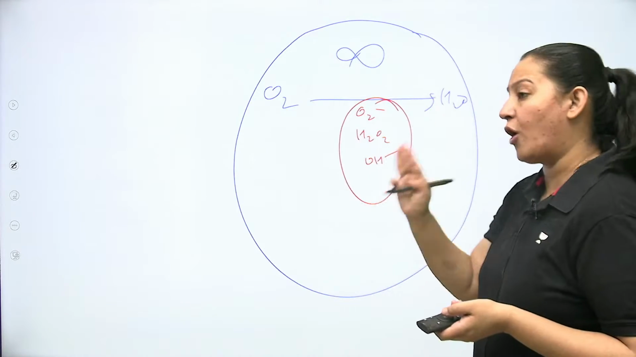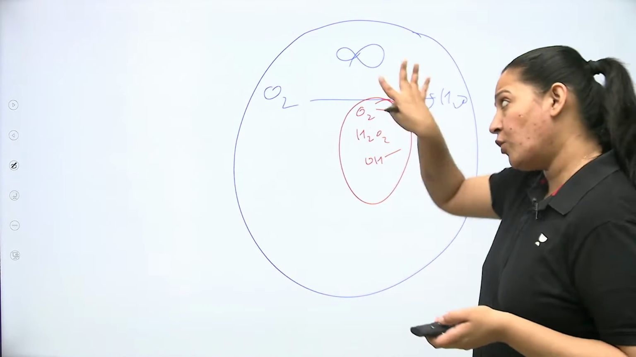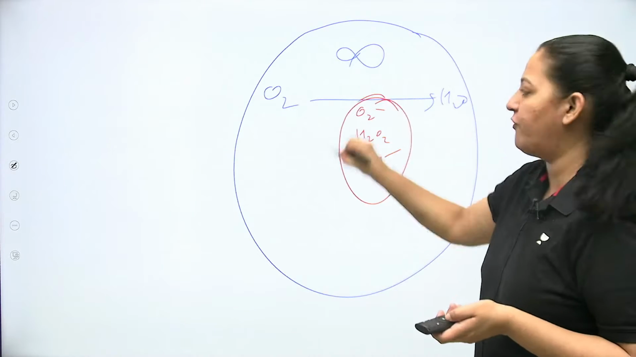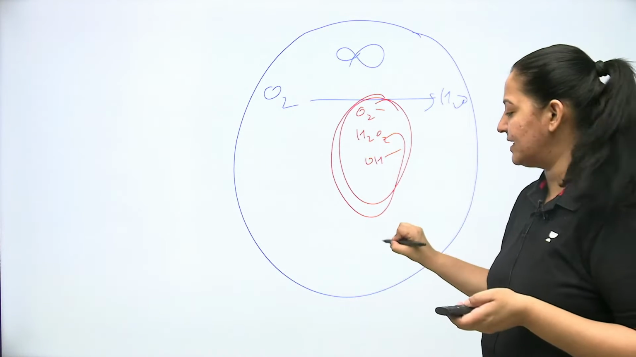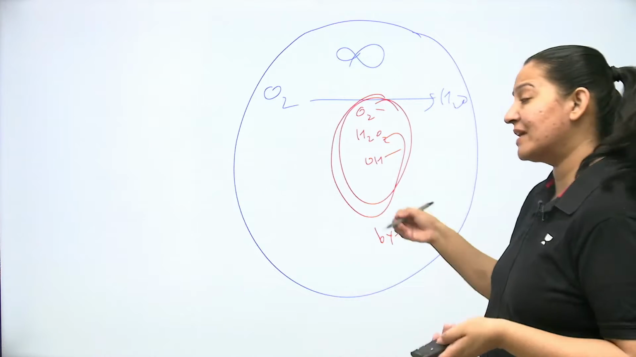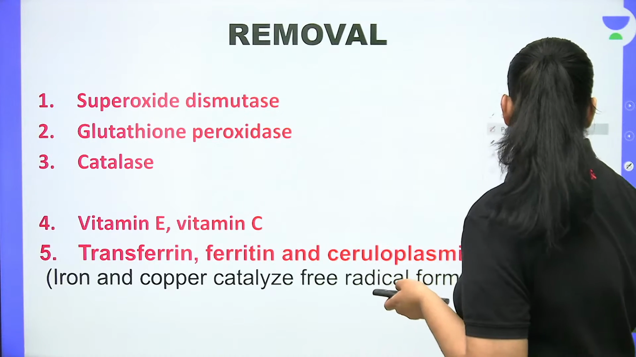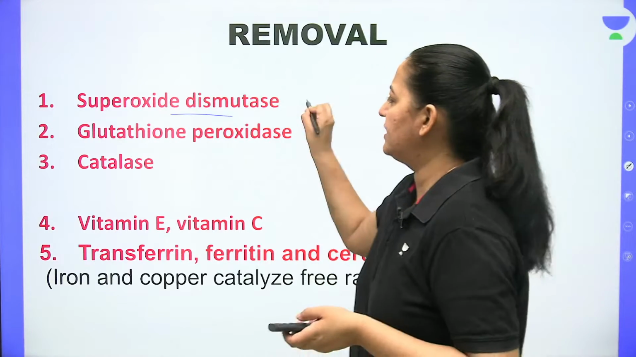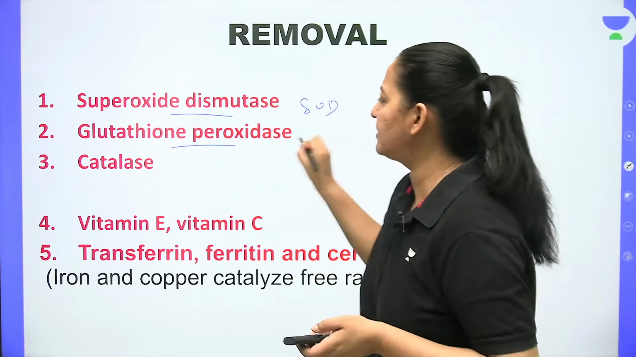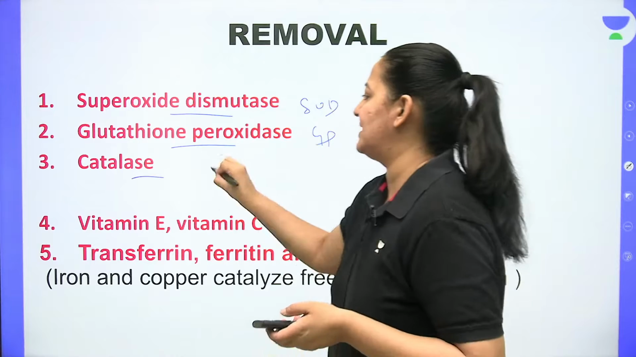So for their removal, God has given three enzymes in our cell. In all of our human body cells, these are formed as byproducts, and God has given three enzymes to remove them. What are the names of the three enzymes? The names of the three enzymes are in front of you. SOD, which is superoxide dismutase, glutathione peroxidase, and catalase.